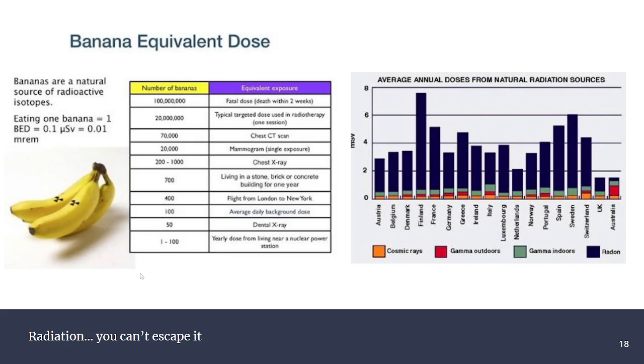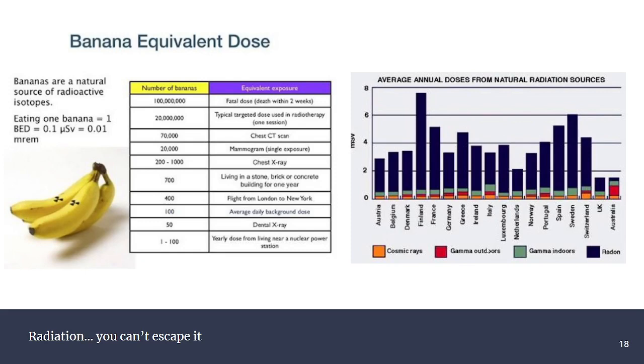Radiation sucks, but you can't escape it. It's everywhere. It's in the stars, it's in the radon all around you. It's from gammas from the sun, and there's just no getting away from it. And it really does change depending on how or where you live.